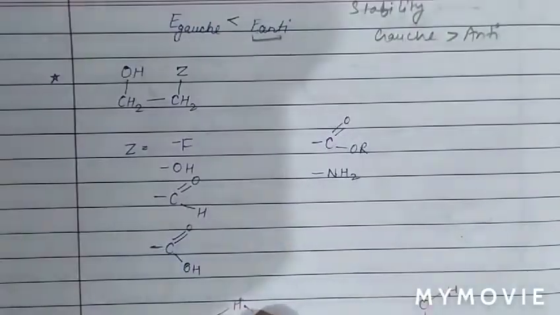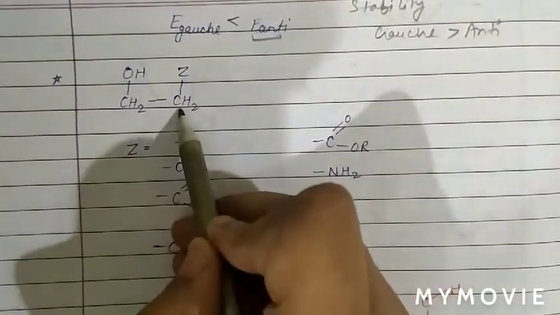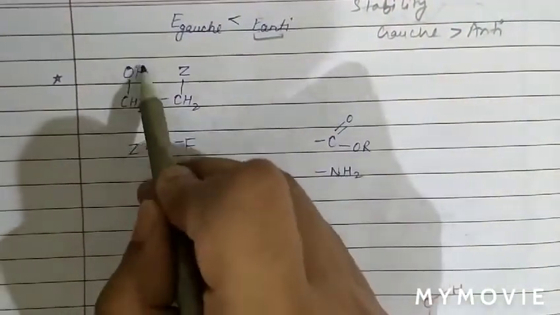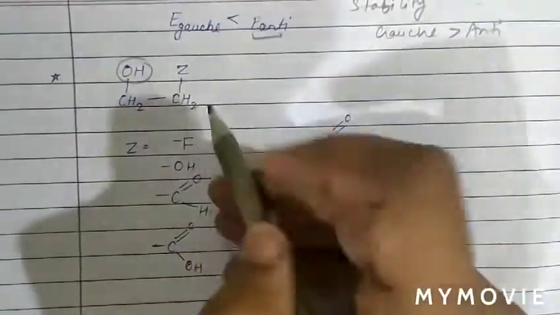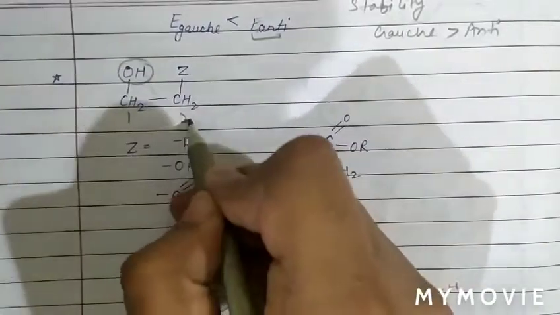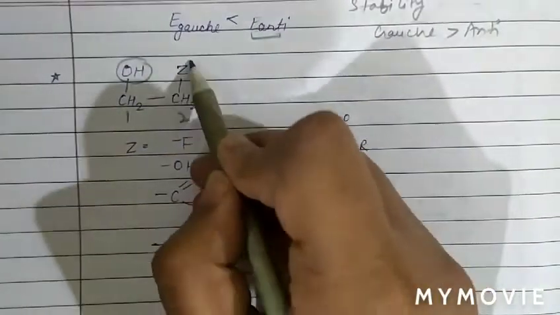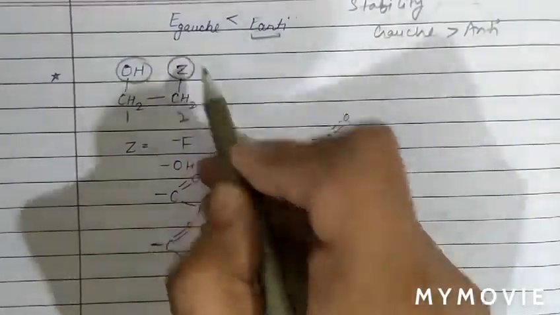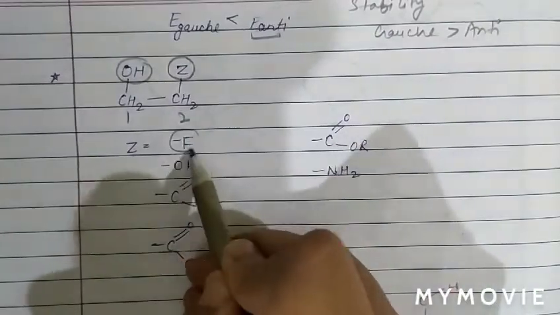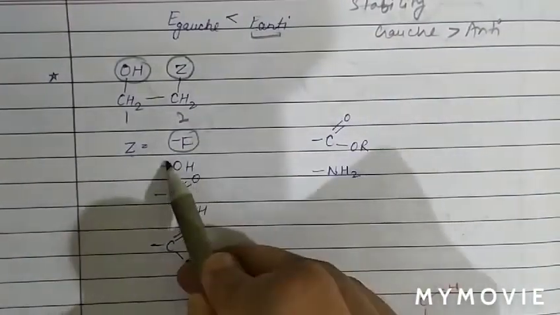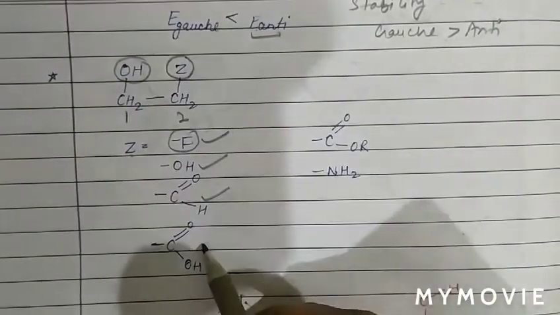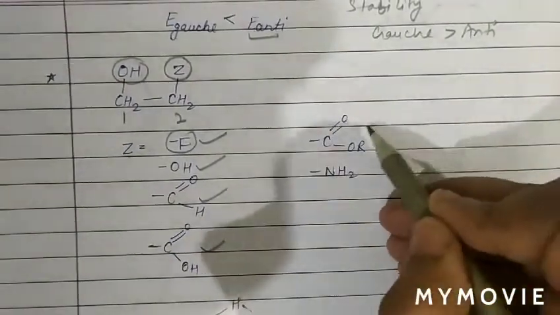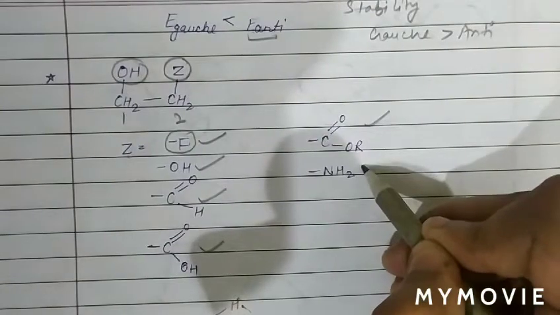See, this is front carbon, this is rear carbon. So there must be an OH group on one carbon atom, while on the rear carbon there must be a Z group. Z can be fluorine, Z can be OH, Z can be aldehyde, Z can be carboxylic, Z can be ester, and Z can be NH2 group.